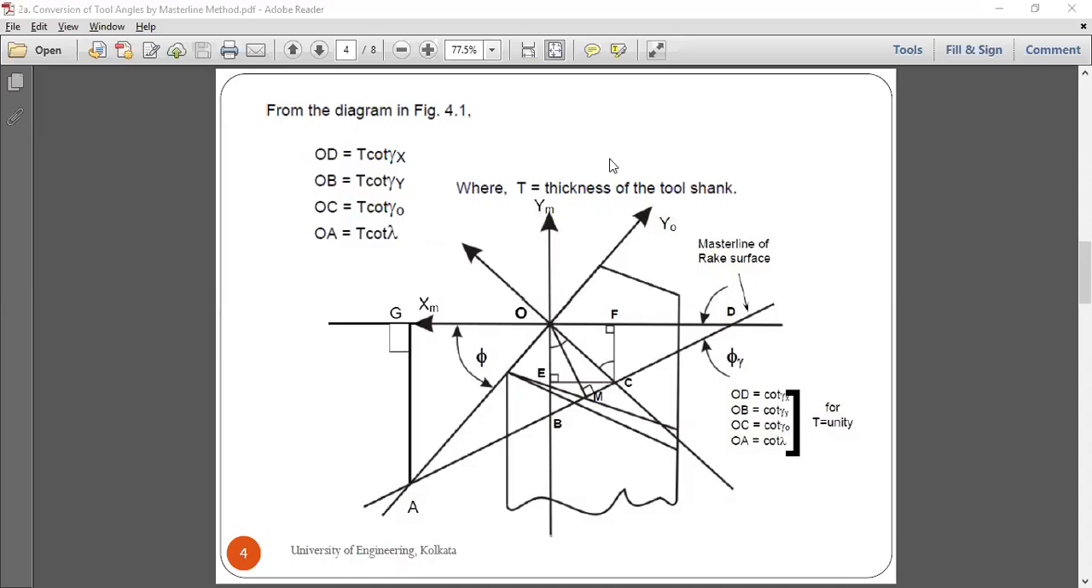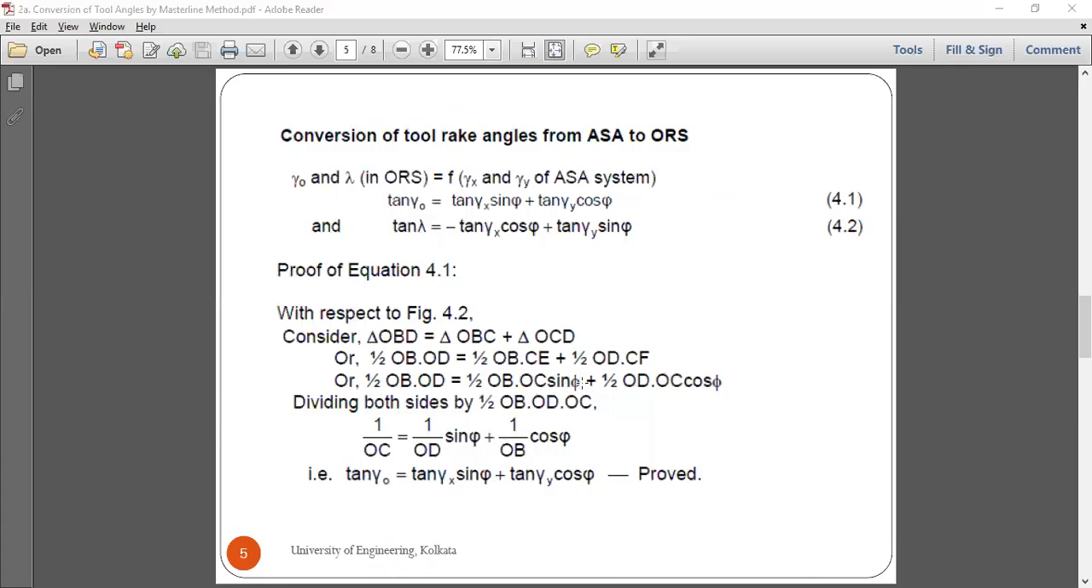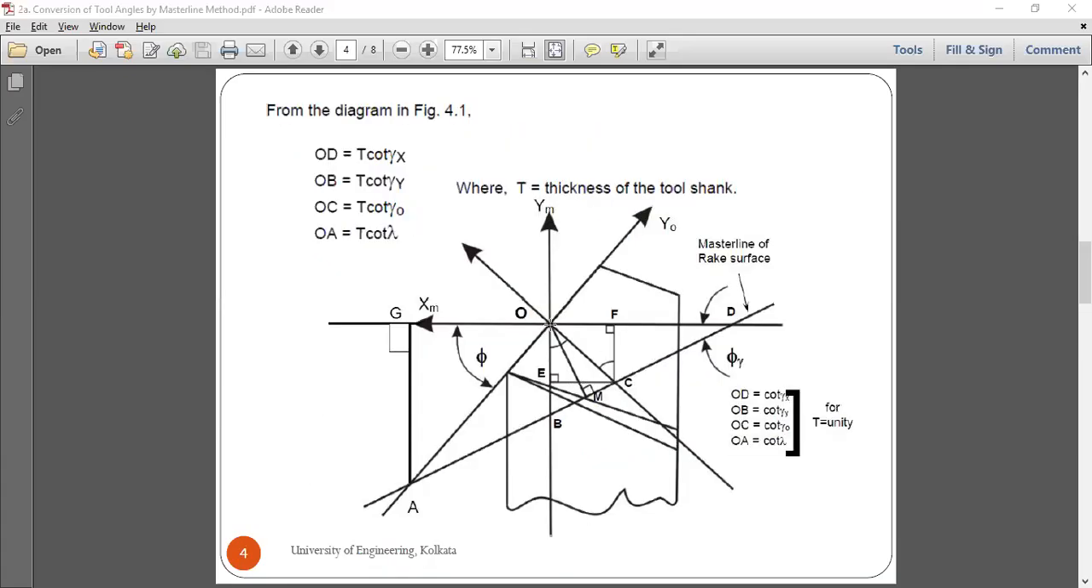So EC becomes OC sine of phi. If you take a projection of the line OC on EC, this EC becomes OC sine phi, right? Similarly, this angle is the alternate angle, so CF becomes OC cos phi, right?